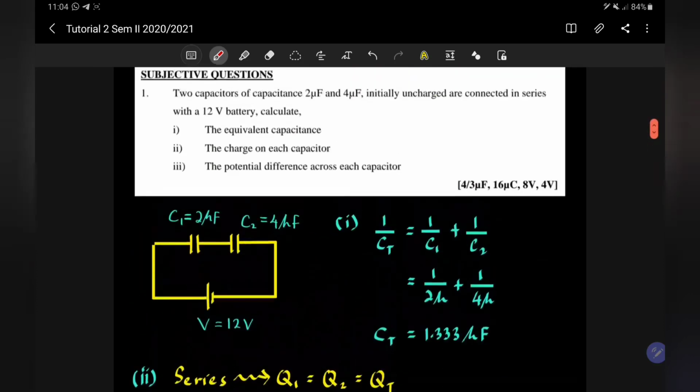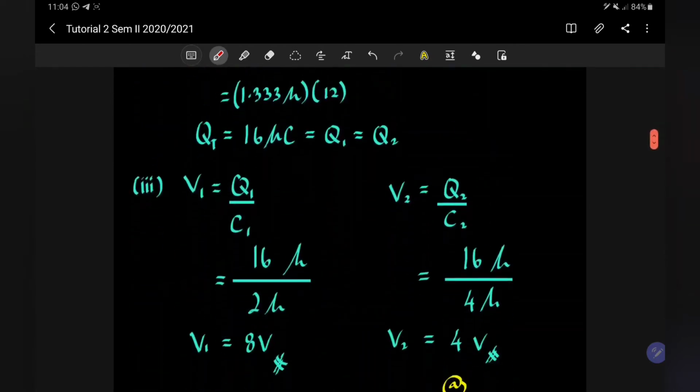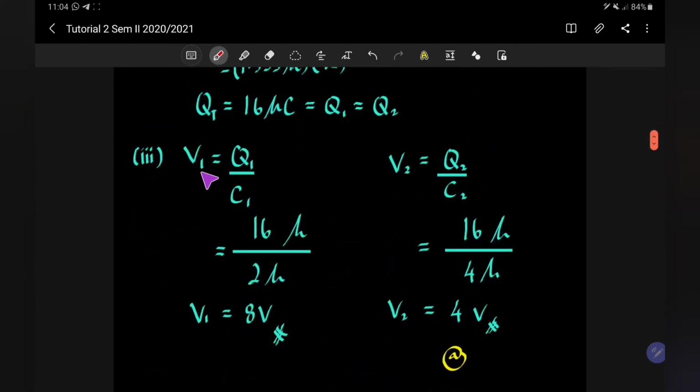For the third part, they ask you to find the potential difference across each capacitor. Remember, for any series arrangement, the potential drop across C1 is V1 and the potential drop across C2 is V2. So under series arrangement, V1 plus V2 equals V total. This is the hidden info. So how do you calculate V1? From the equation Q equals CV, V1 equals Q1 over C1, and V2 equals Q2 over C2.